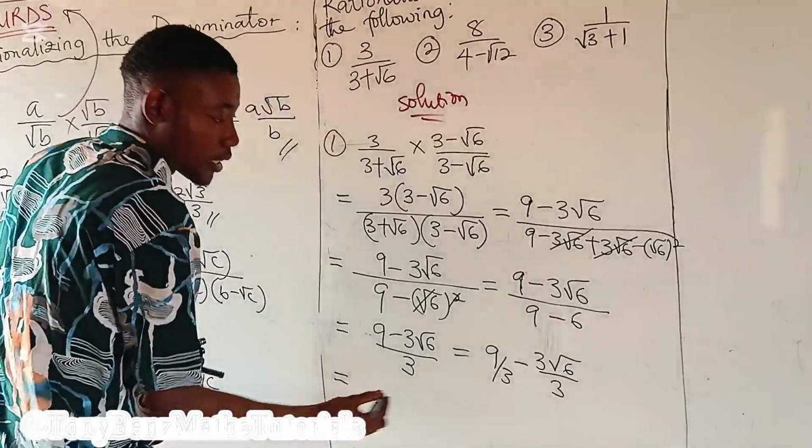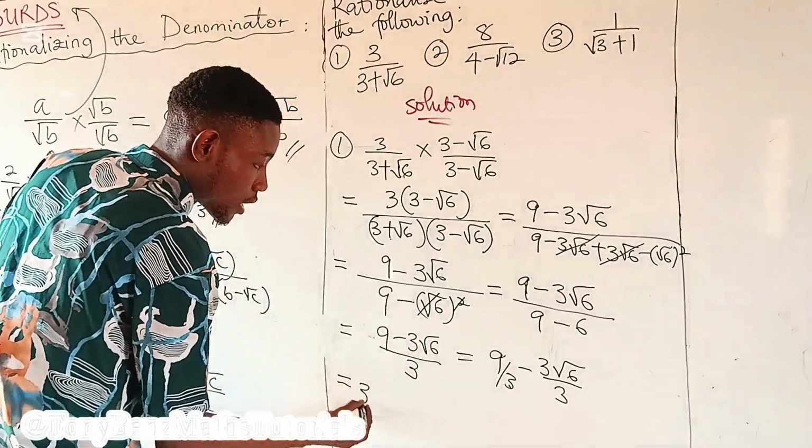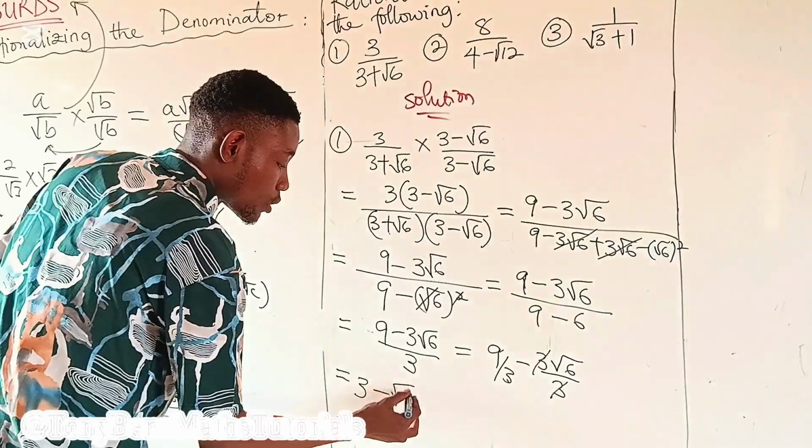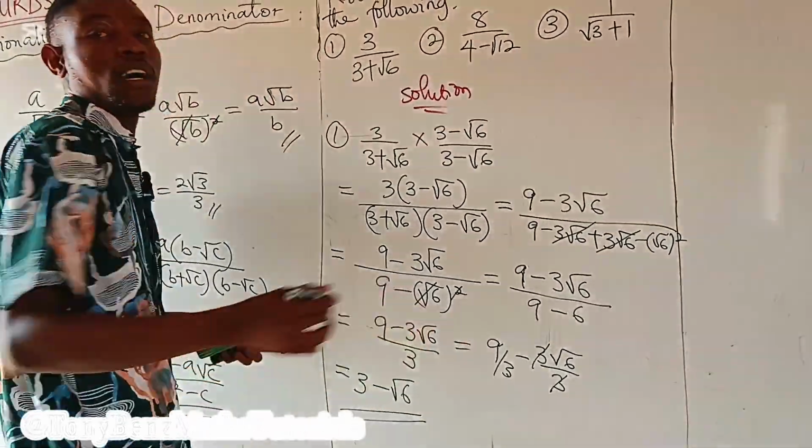So it's the same thing as to partition them, we have 9 over 3 minus 3 root 6 over 3. And the same as saying 9 divided by 3 is 3, minus, so 3 going with 3, we have 1 times square root of 6 as our final answer.